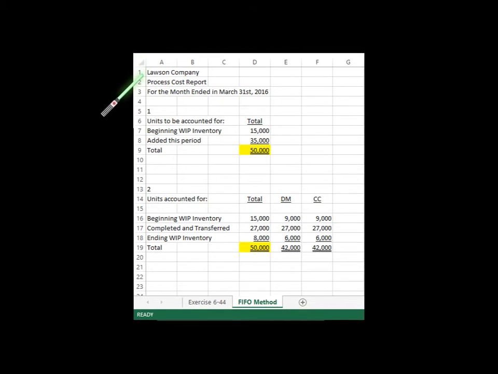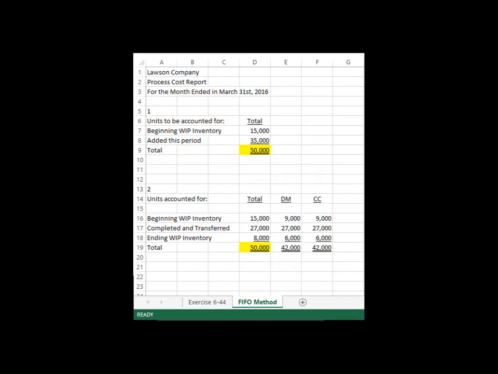Once again, you have the who, the what, and the when. And yes, if this was like the weighted average method, you have units to be accounted for, which is beginning work in process inventory from the problem, added this period, and the total, 15,000. The beginning work in process inventory, as noted, is still going to be the same, 15,000 and 15,000. However, they say it's 40% complete, so in FIFO, first in, first out, you do 60%, which I multiply 15,000 times 0.6, or 60%, to get direct materials and conversion costs.